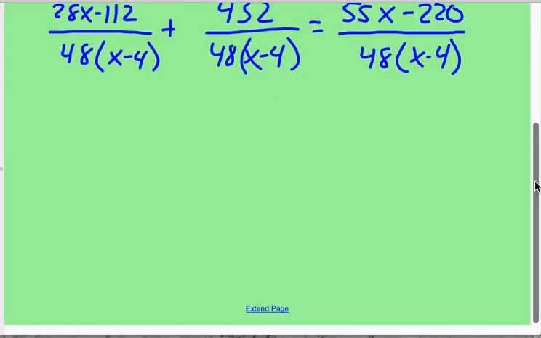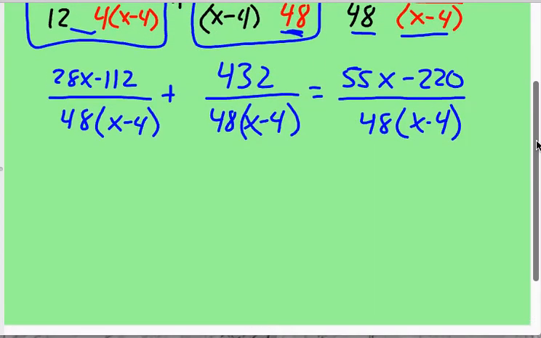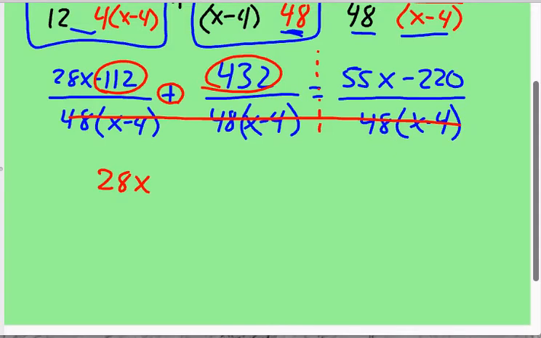Let's get down to business. My denominators are all the same, so basically I just solve the numerator now. Being careful with what numbers we can add, when I get 28x, the negative 112 plus the 432 is going to give me 320. Positive 320 equals 55x minus 220.